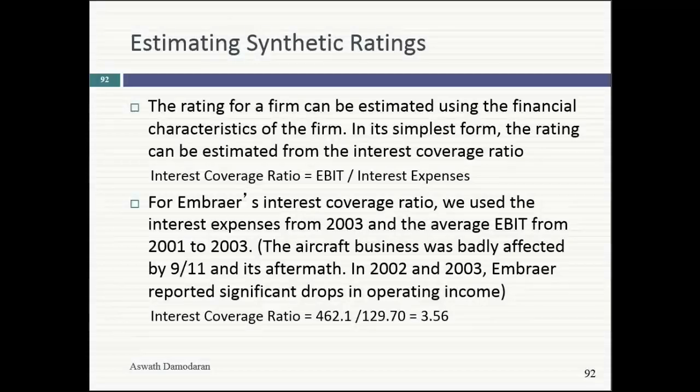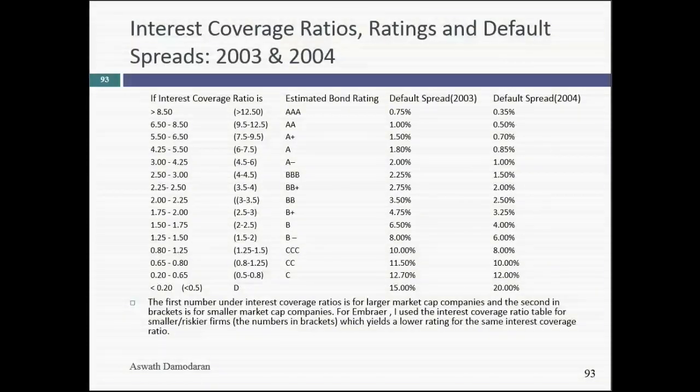So starting about 20 years ago, I started creating a lookup table, by looking at all rated companies, looking at their ratings and interest coverage ratios and saying, if I know what your interest coverage ratio is, can I convert that coverage ratio into a rating? So this is based on looking at actual rated companies. And here's what the table looked like.